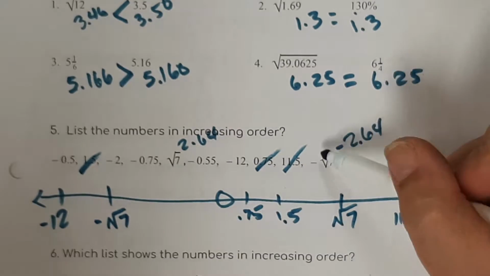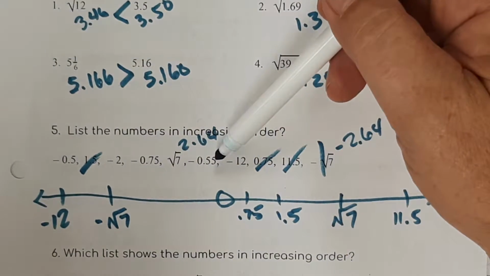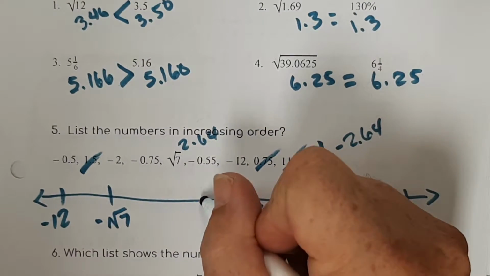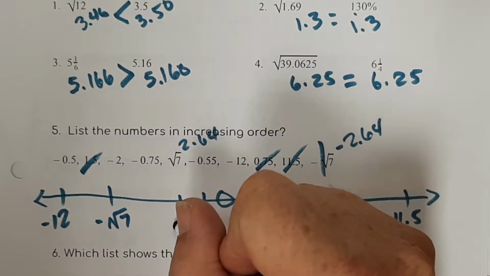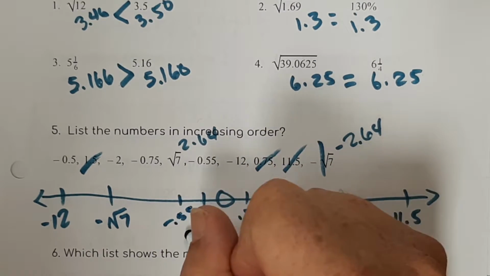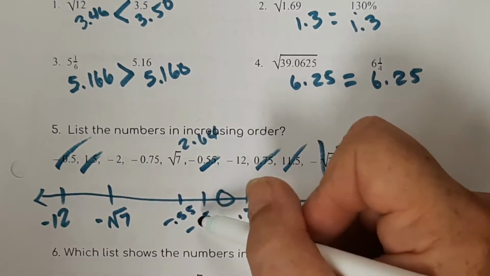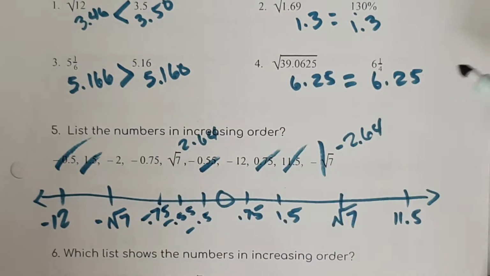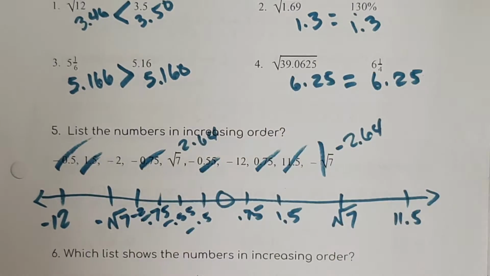So that one's done. And then I have a 0.5 and a 0.55. Well, 50 is smaller than 55, so it's closer to 0. So 0.5 is here, and then further away is 0.55, and these are our negatives. So that takes out these two. 75 is the next one out, so 0.75. And then last, my negative 2.